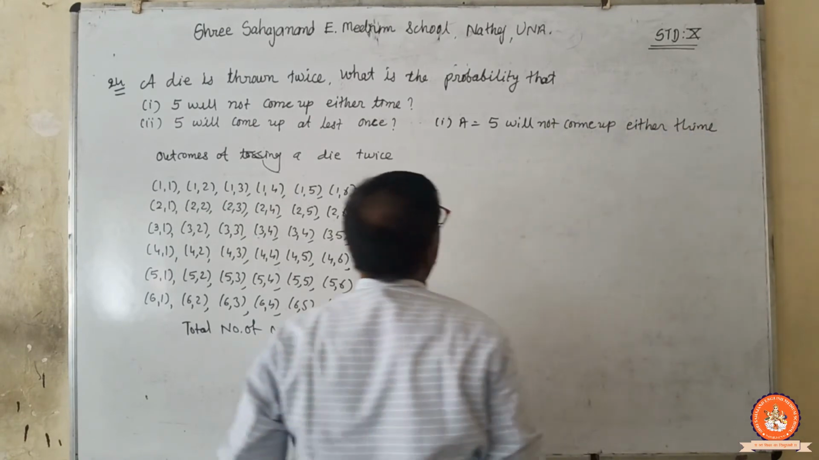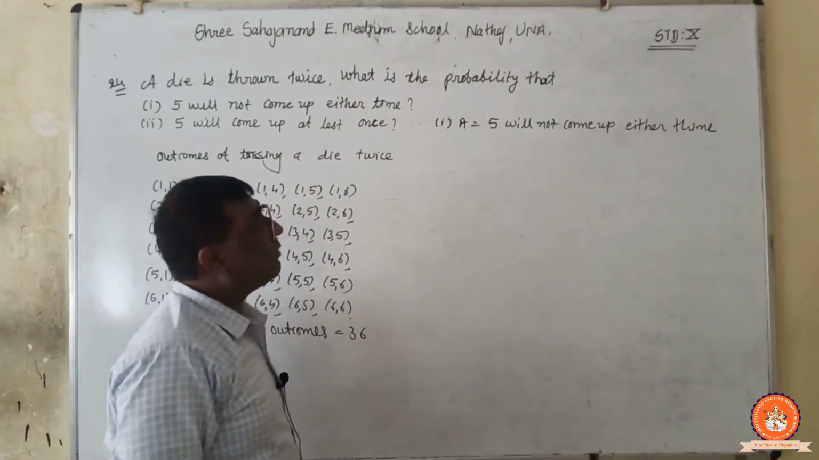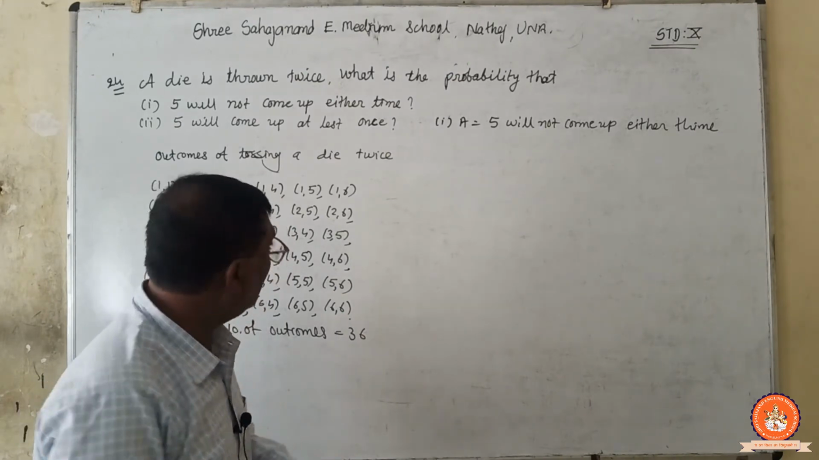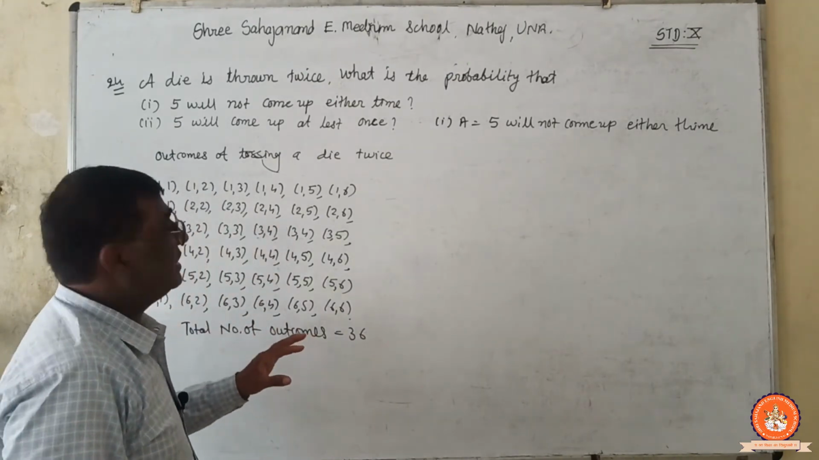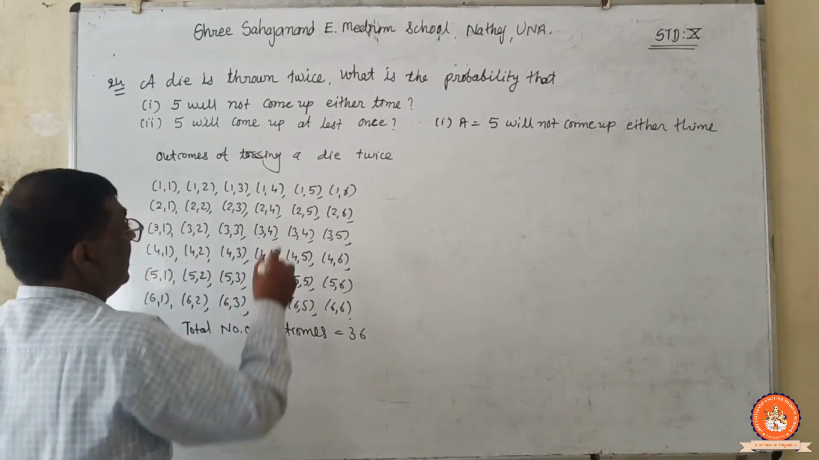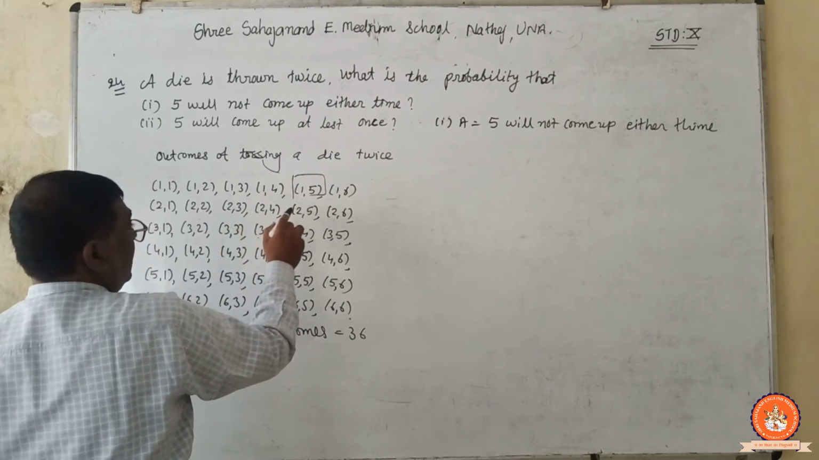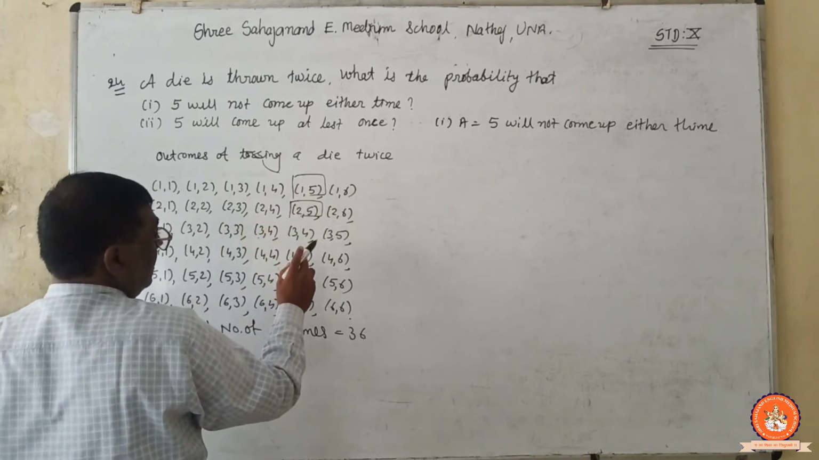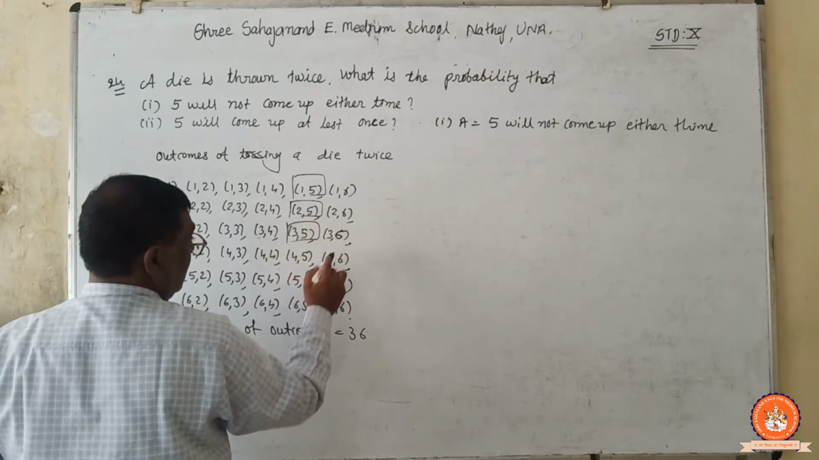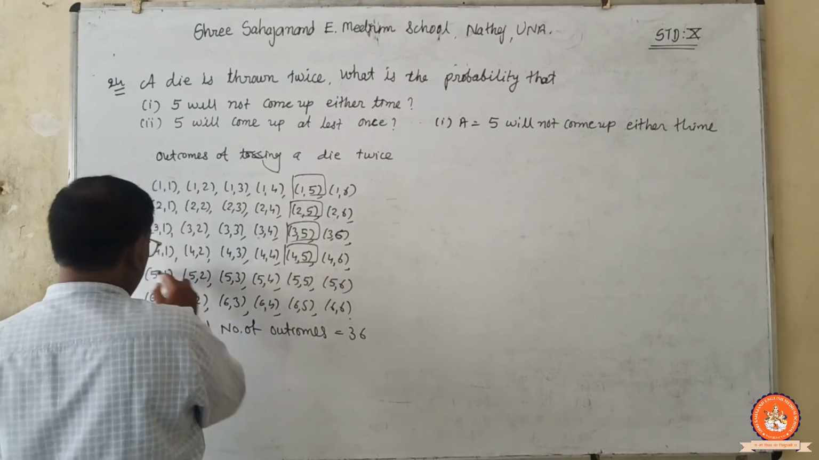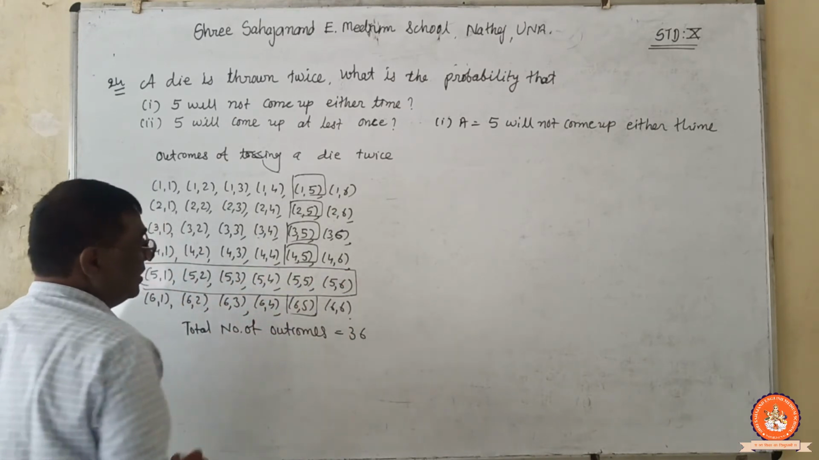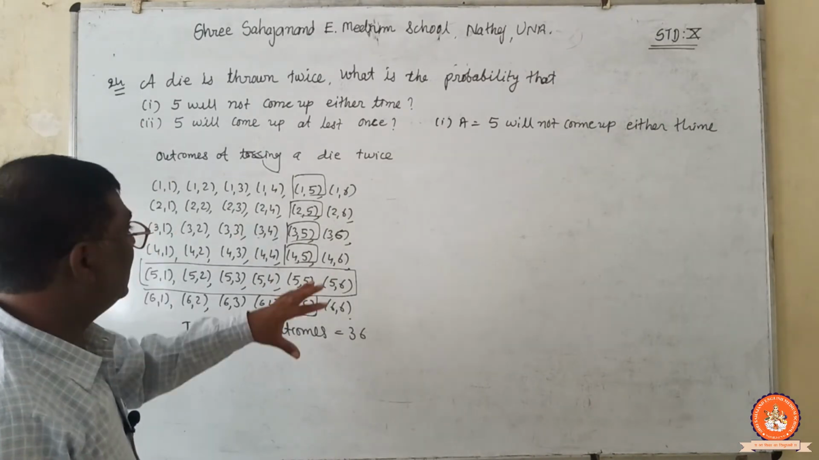So we have the probability, name it A: 5 will not come up either time. एक भी बार 5 नहीं मिलेगा, तो उसकी एक भी बार 5 नहीं आना चाहिए. तो ऐसा कितने आउटकम्स है फेवरेबल टू? सो दिस इज, ये 5 वाला है, ये भी 5 वाला है, ये भी 5 वाला है, ये भी 5 वाला है, ये पूरी लाइन 5 वाली है, और ये 5 वाला है. सो बाकी के है, सो कितने हैं?